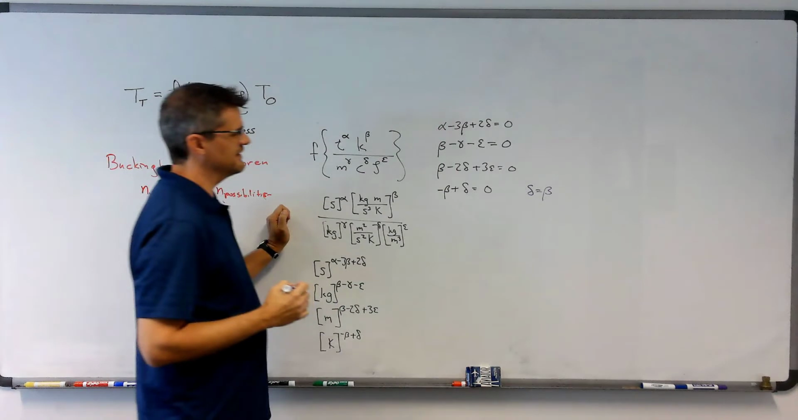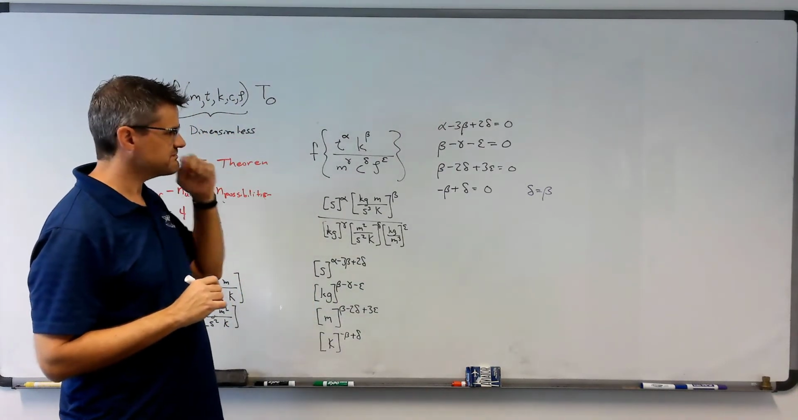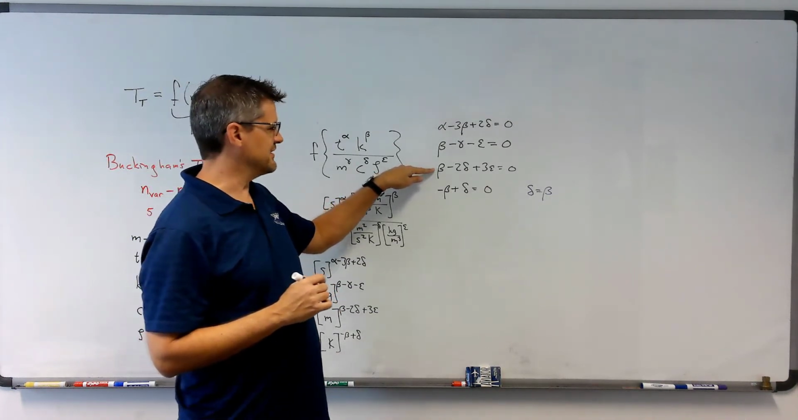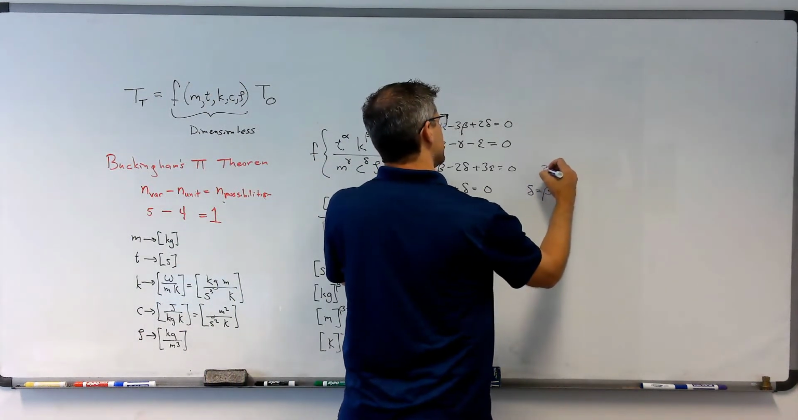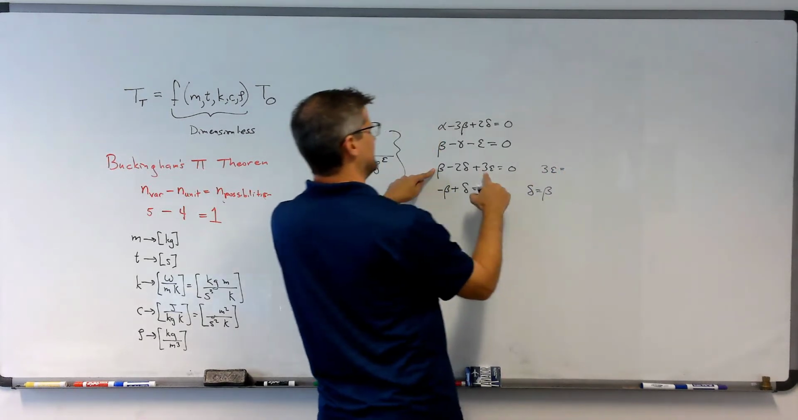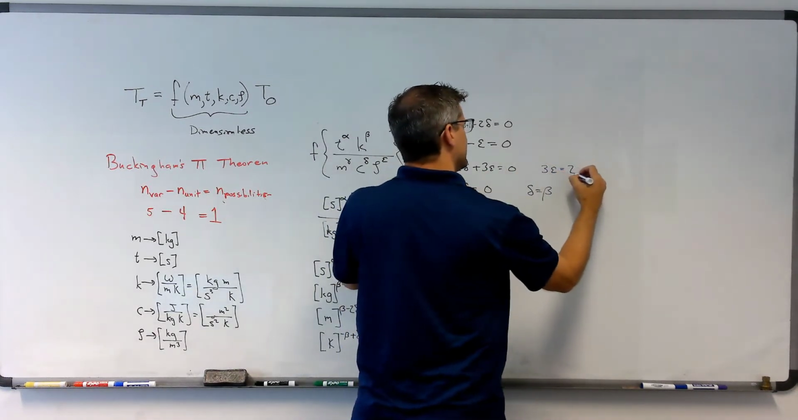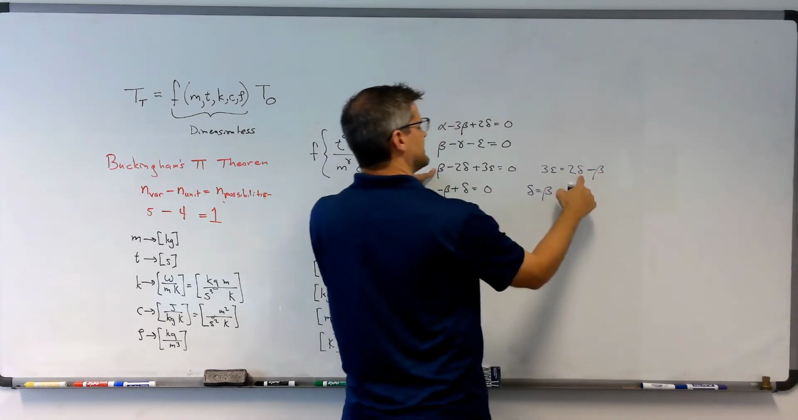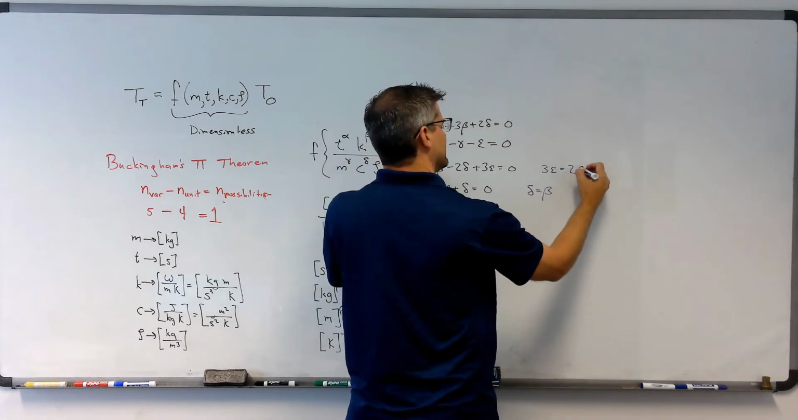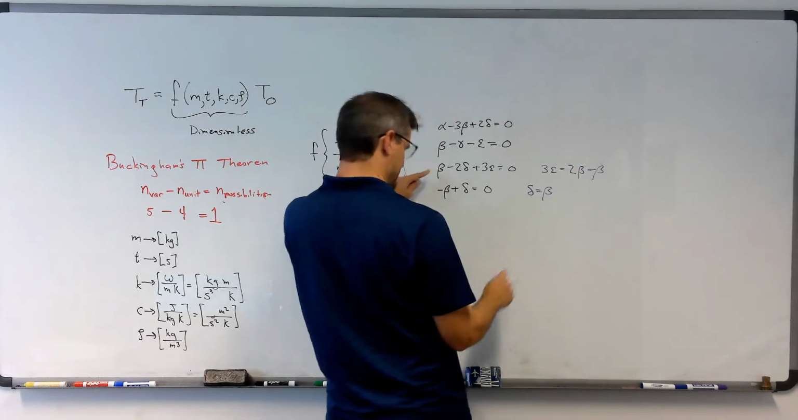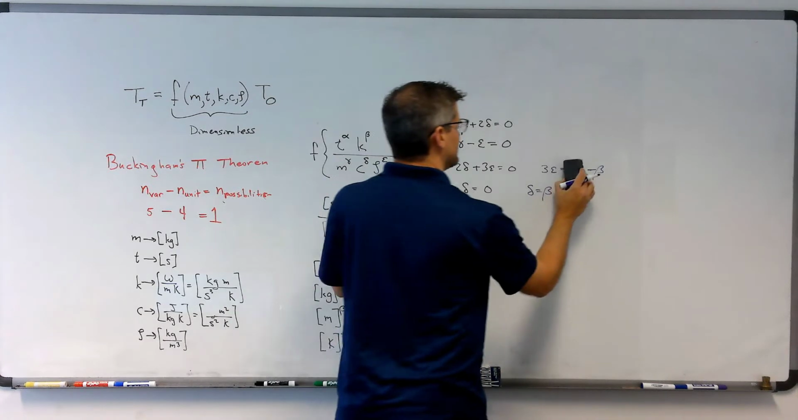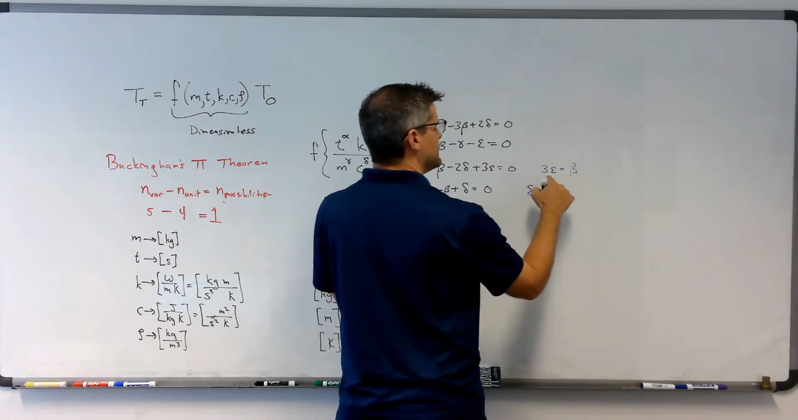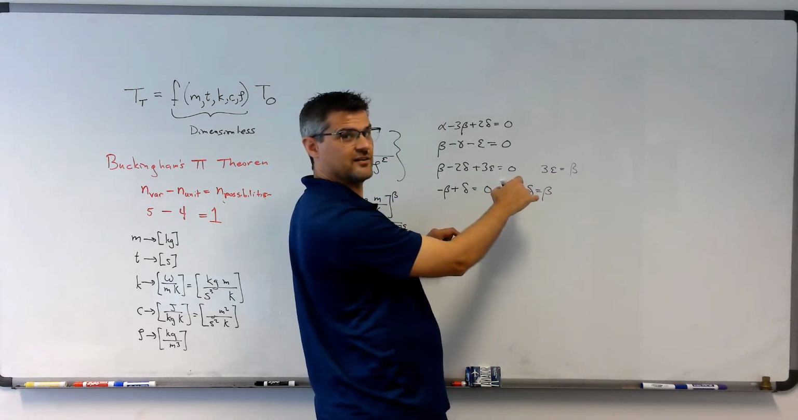Whatever we pick for beta, delta is going to be the same thing. And now using this, I can go to this expression and find out what epsilon is. So we see here that 3 epsilon is going to be equal to 2 delta minus beta. And delta and beta are the same thing. 2 beta minus beta is just beta. So we see here that epsilon is going to be beta over 3.